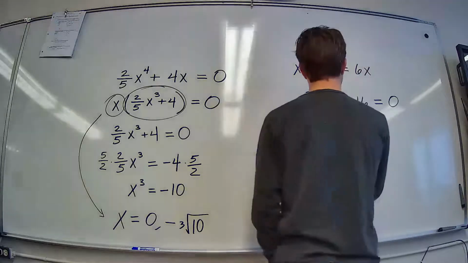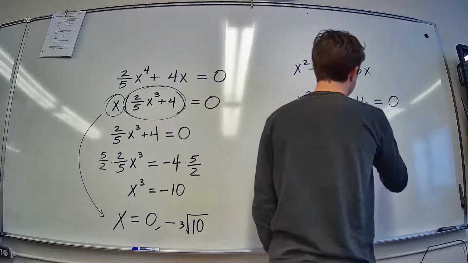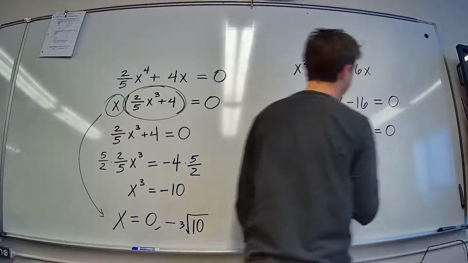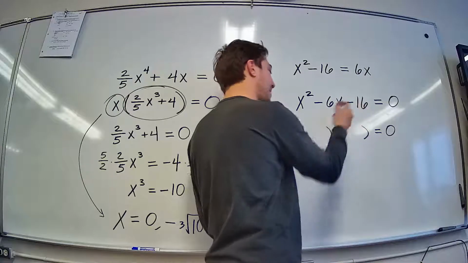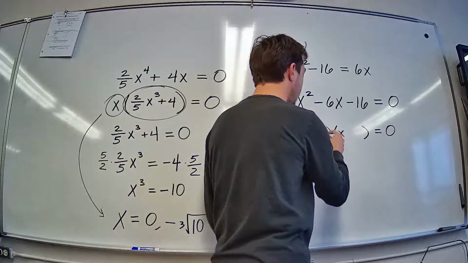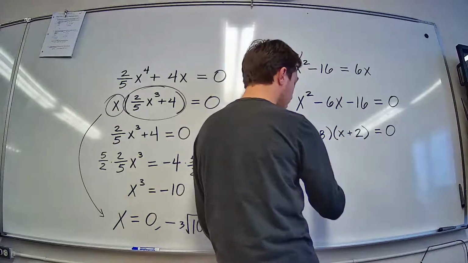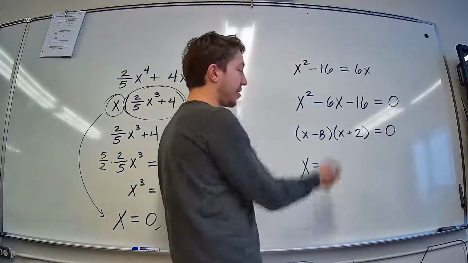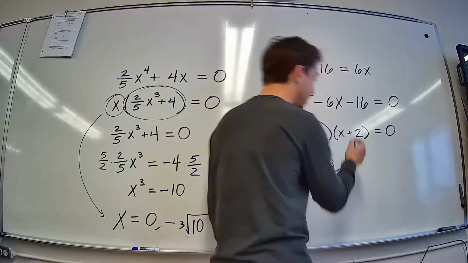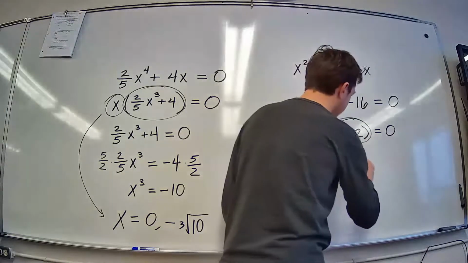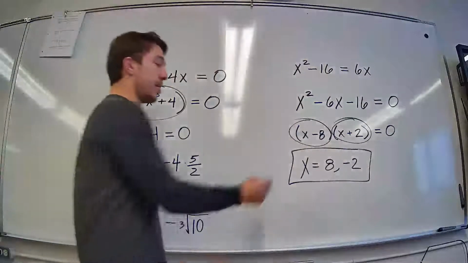Okay, so can we factor it? Yes, we can. Maria. We can factor it out. Okay, what two numbers add up to -6 and multiply to -16? Well, -8 and +2. So that's going to tell me my two answers. What x value would make this equal to 0? +8, of course. And what x value would make this equal to 0? Well, -2, of course. So there you go. There were two answers to that question.